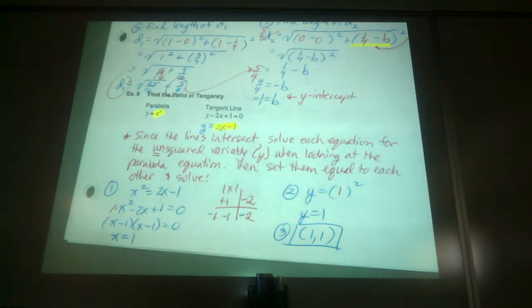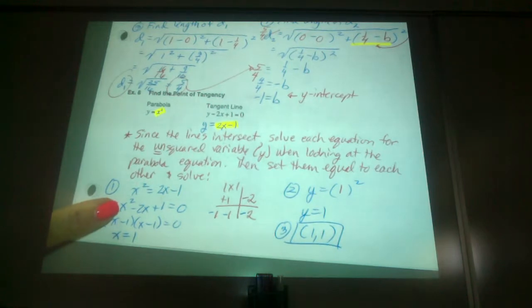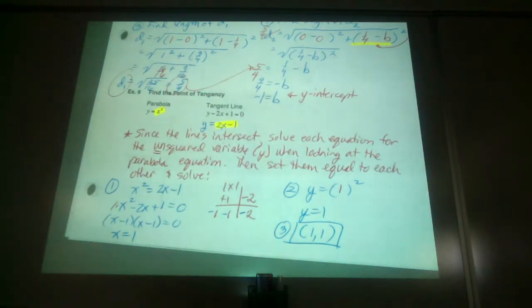I wouldn't use the first one, only because I look at the parabola to decide which variable I'm going to solve for. I mean, you could have written it as 2x minus 1 equals x squared. That's okay. Then I would have moved everything over to the right. You'll still have this, essentially. True? Anything else?